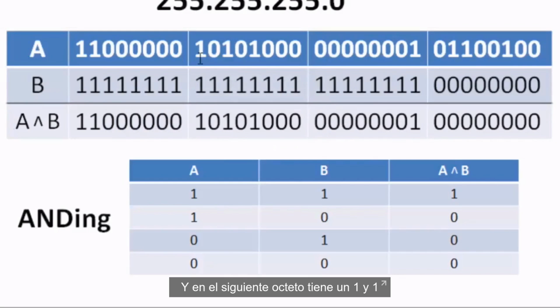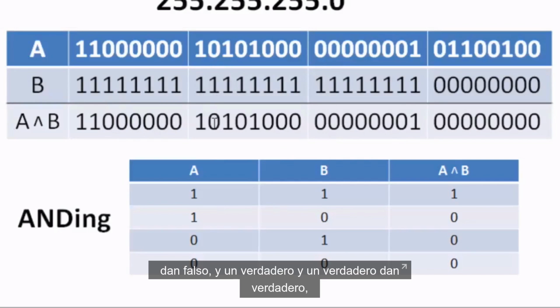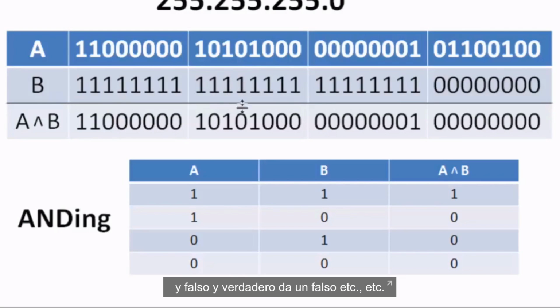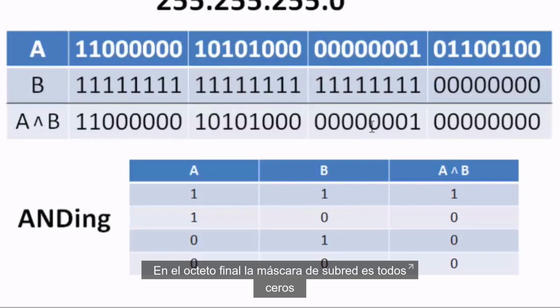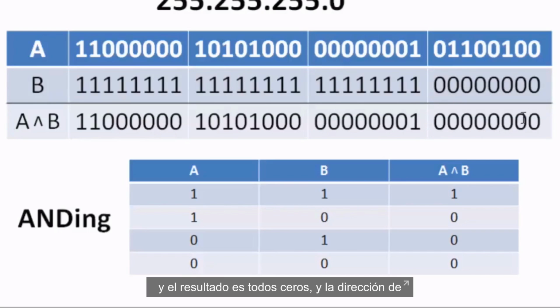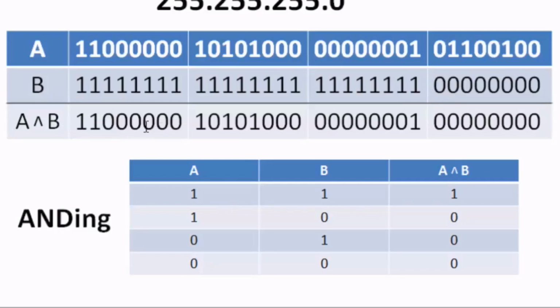And then in the next octet, you have a 1 and a 1 equals a 1. And a 0 and a 1, or false and a true, results in a false. And a true and a true makes a true. And a false and a true makes a false. And so on and so forth. Notice in the final octet, the subnet mask is all zeros, and the result is all zeros. And the resulting network address is 192.168.1.0.